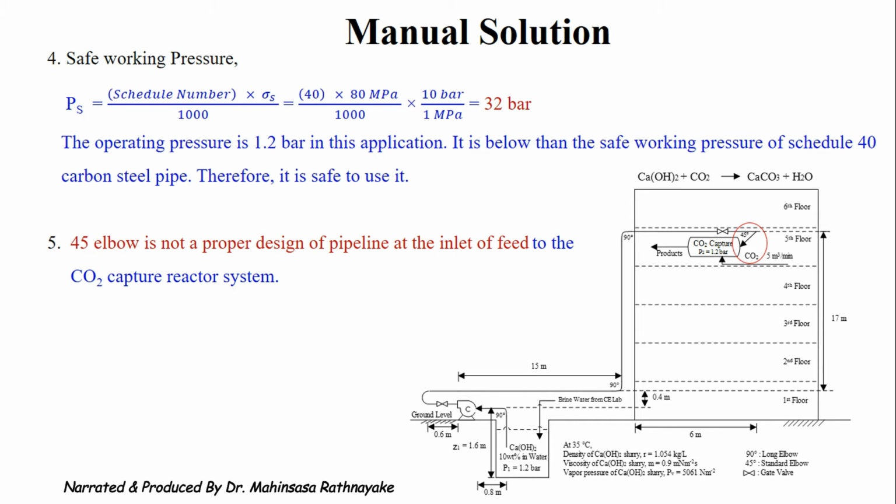The fifth question asks about the inappropriate design of this pipeline layout. The 45 elbow is not a proper design of a pipeline at the inlet of feed to the CO2 capture reactor system, because the 45 elbow turns the flow by 135 degrees, so the pressure drop is very high at the feed, so it is not a proper design.